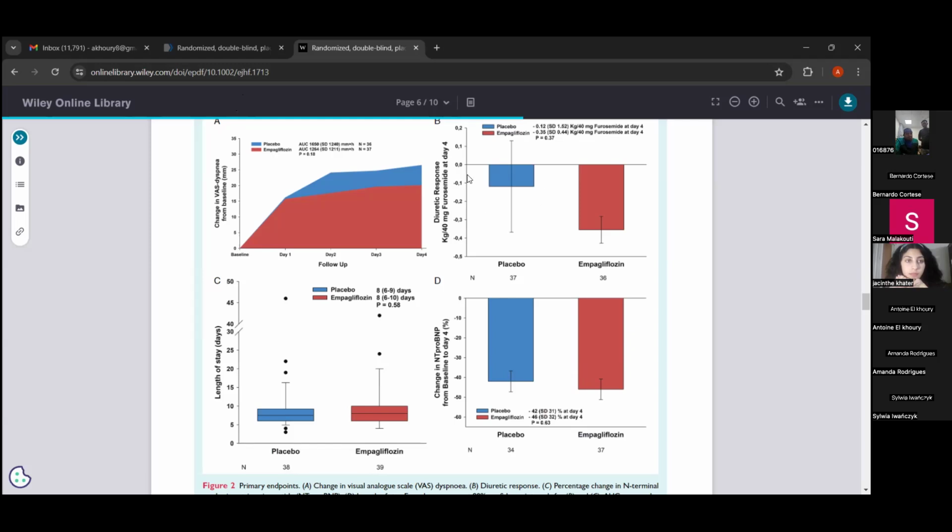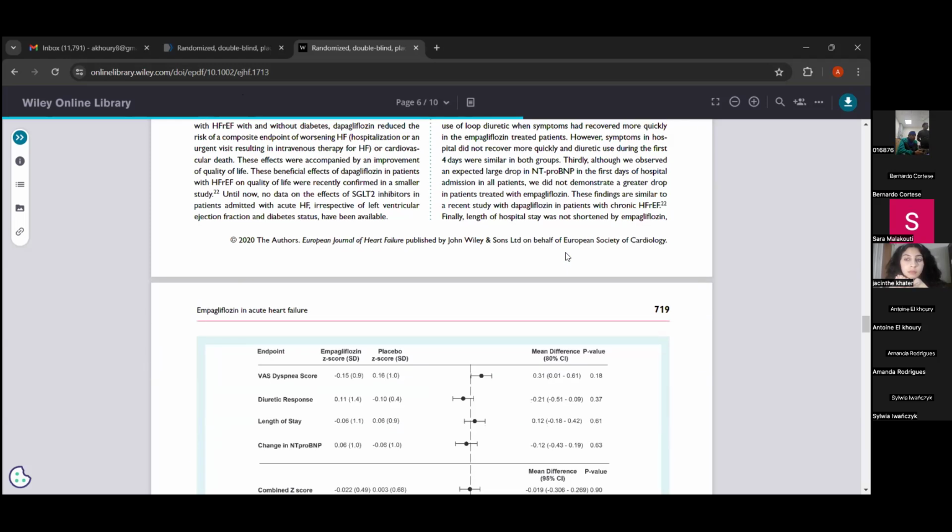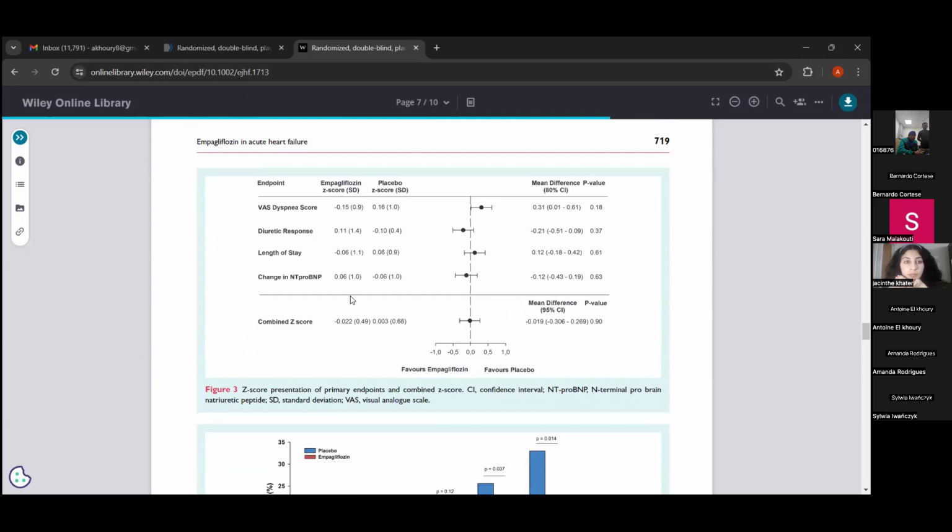Okay, let's go down. So mainly it's a diuretic response. This one, it's significant. Yeah, what an important information would be also to see how much diuretics they used in each arm, how much Lasix and how much other diuretics they used here. This is important.